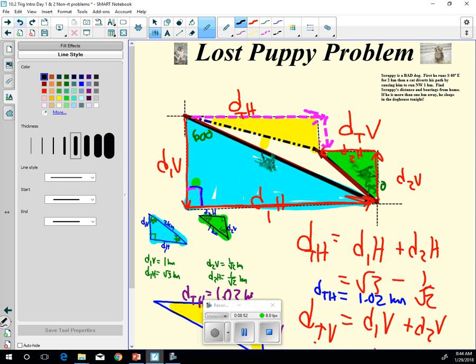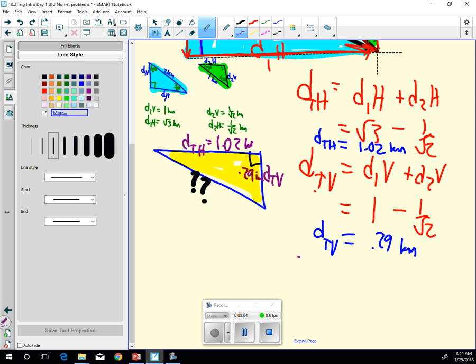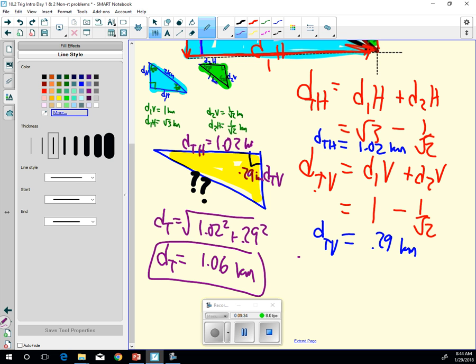Okay. So, if you knew this was 1.02 and you knew this was 0.29, could you figure out what this distance is? How would you do it? What's the relationship? Anybody know? Yeah? Do you know? Pythagorean theorem. So your distance total is the square root of 1.02 squared plus 0.29 squared. Now, if this is bigger than 1, Scrappy has to sleep outside. And what'd you get? 1.06. Sorry, Scrappy. You do the bad things, you have to sleep outside.